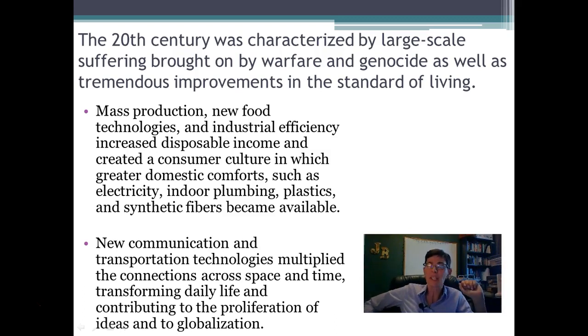Think about no electricity. I mean, our entire world would cease to function. It's fascinating when you think about how much that has altered how humans exist. New communication and transportation technologies multiplied the connections across space and time, transforming daily life and contributing to the proliferation of ideas and to globalization, which some folks really despise.